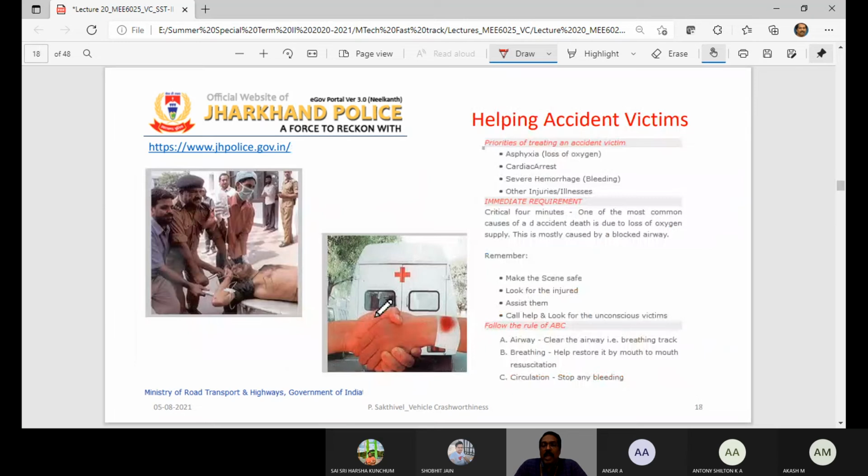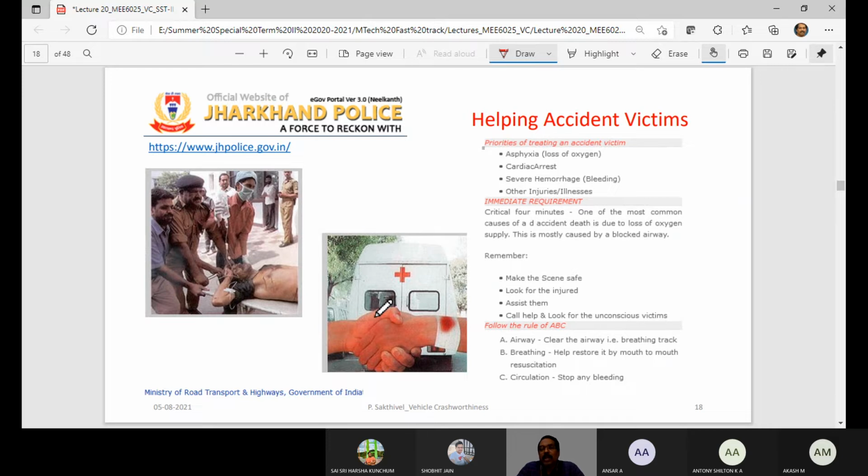And then there is helping accident victims. See, accidents are to be avoided, but in case an accident happens in an emergency, you have such facilities, like an emergency ambulance that can rush there. And there are guidelines on how to go about doing it. So, the priorities of treating the accident victim. What all can be given here?